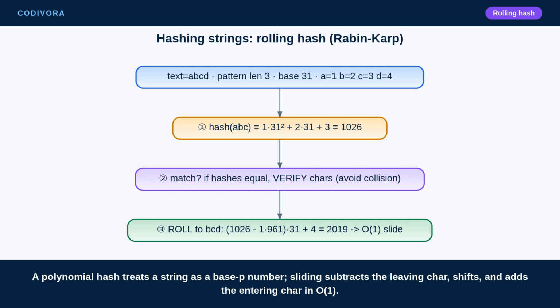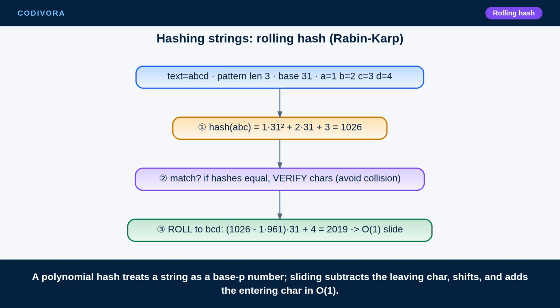Finally, hashing whole strings. A polynomial hash treats a string like a number in base p. Each character times a power of p, all mod a big prime. The magic is rolling. To slide the window one step, don't recompute, just subtract the leaving character, multiply by p to shift, and add the new character. That's constant time per step, like an odometer rolling a digit.